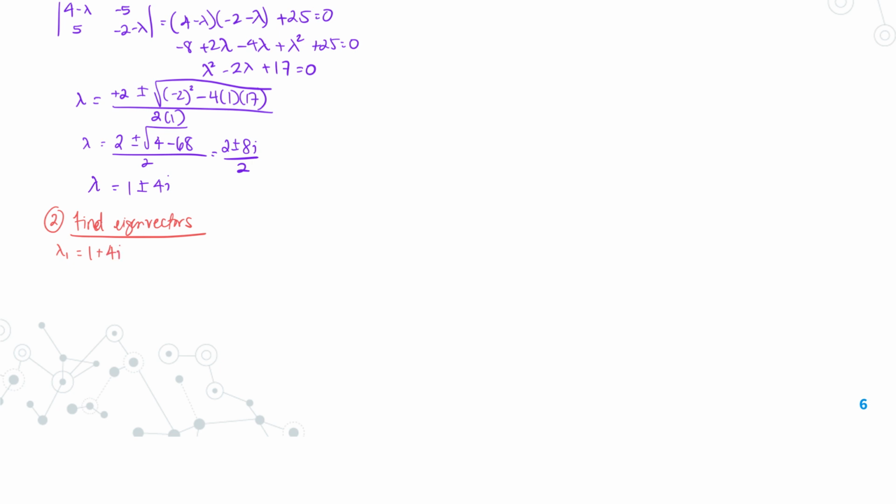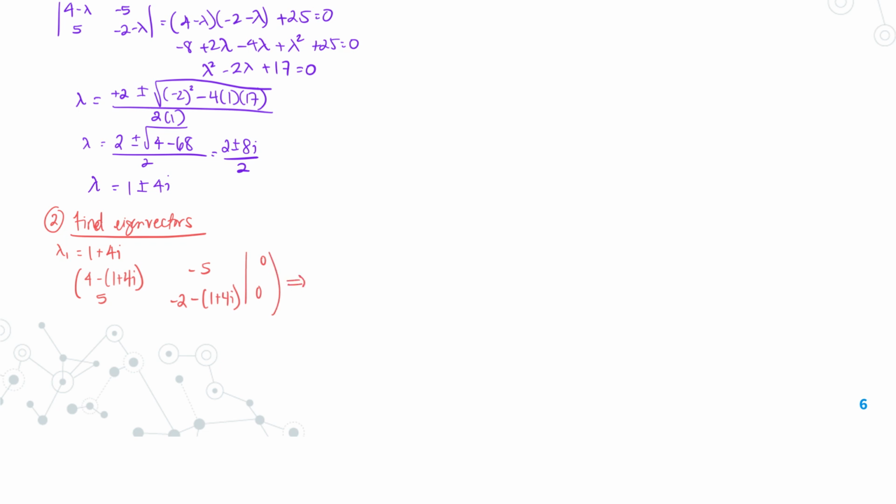And let's see what this looks like. So a minus lambda 1 I, right? So we end up with, we have 4 minus this 1 plus 4i. In the second row, we have a 5. I'm going to go ahead and write the second row, second column expression because it's negative 2 minus our 1 plus 4i so that I can write the negative 5 with correct spacing. Okay. And then it's equal to our 0 vector or augmented matrix.